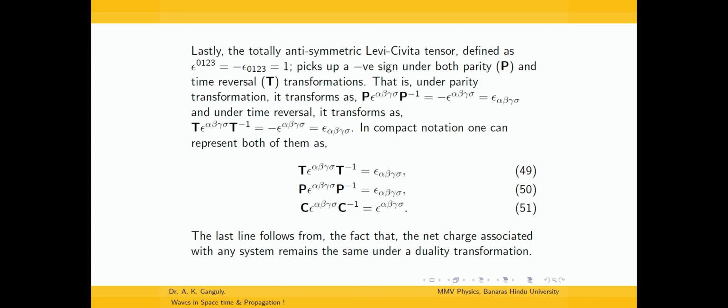The third relation is the behavior under charge conjugation. Charge conjugation is independent of any coordinate change or coordinate transformation. So, under charge conjugation, this particular object retains its original form.